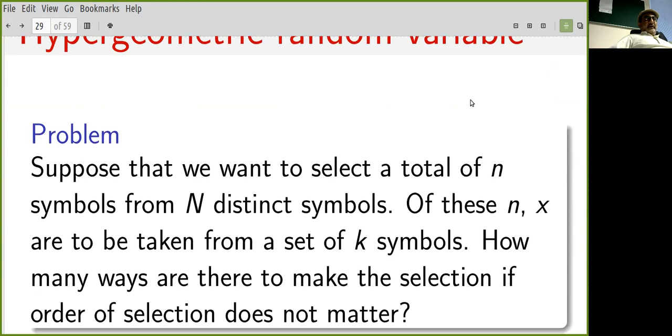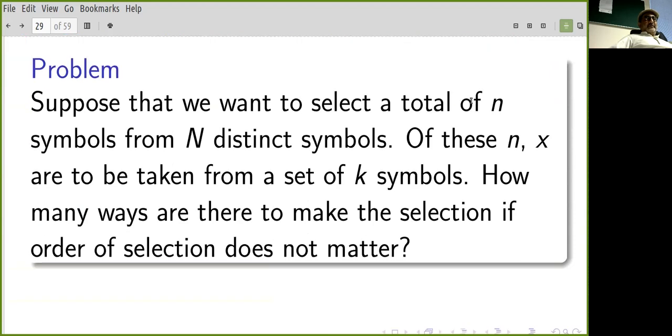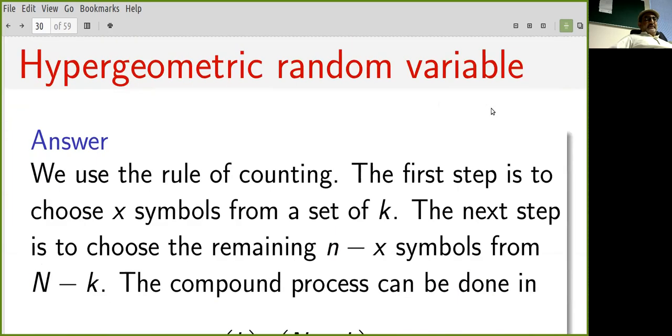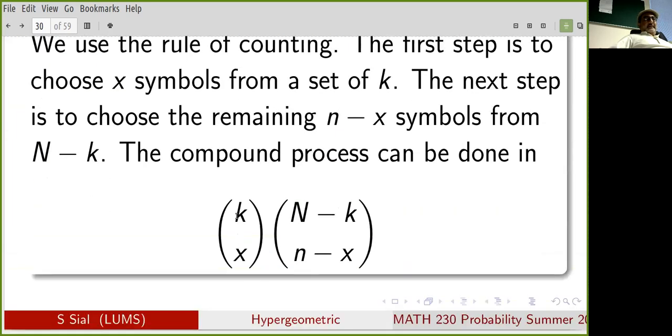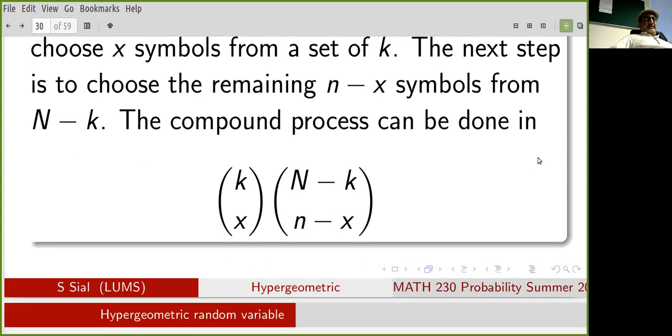And if you want a total of small n symbols, then that would mean that you have to pick n minus x of those. Okay, so out of the k symbols that were a particular type, you have to choose x. Then there are capital N minus k symbols which are not of that type. And out of those, you have to choose small n minus x to make up a total of small n choices. So it's k choose x times capital N minus k choose small n minus x.